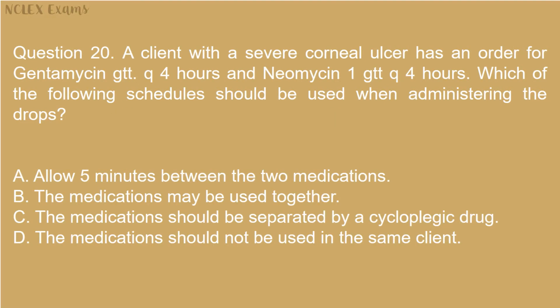Question 20. A client with a severe corneal ulcer has an order for gentamicin 1 GTT Q4 hours and neomycin 1 GTT Q4 hours. Which of the following schedules should be used when administering the drops? A. Allow 5 minutes between the two medications. B. The medications may be used together. C. The medications should be separated by a cycloplegic drug. D. The medications should not be used in the same client.